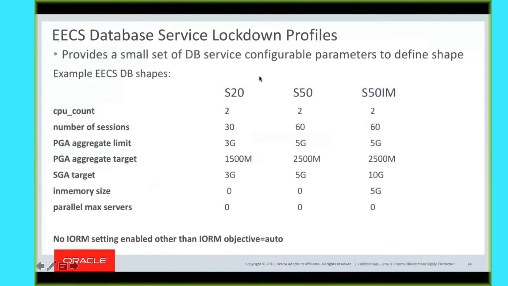So basically, we are setting a CPU count to 2 for X20 and locking it down. So when you go to your Exadata Express PDB and then try to do alter system set CPU count equals 5, you will get an error. And same is true for other parameters as well.